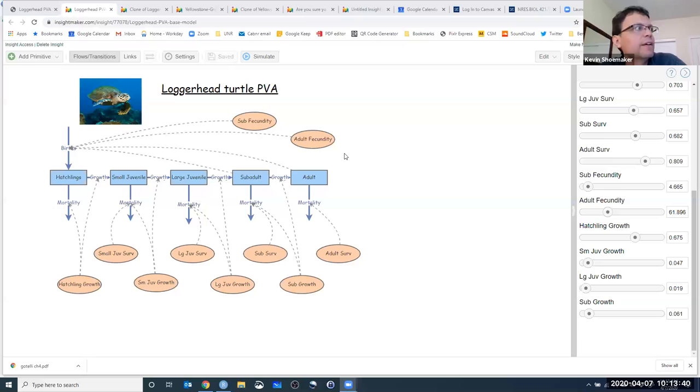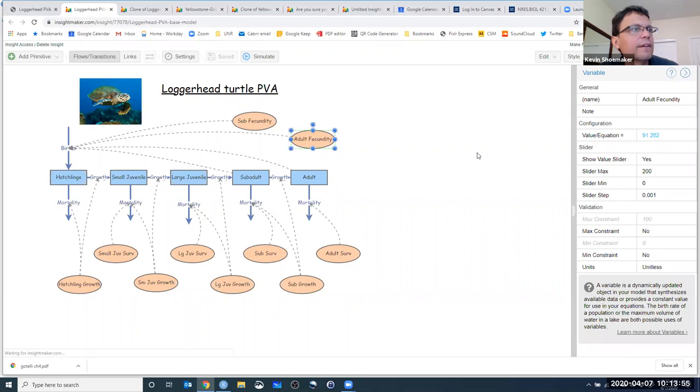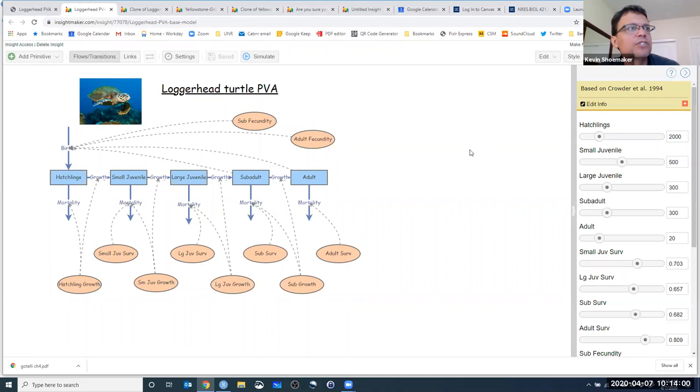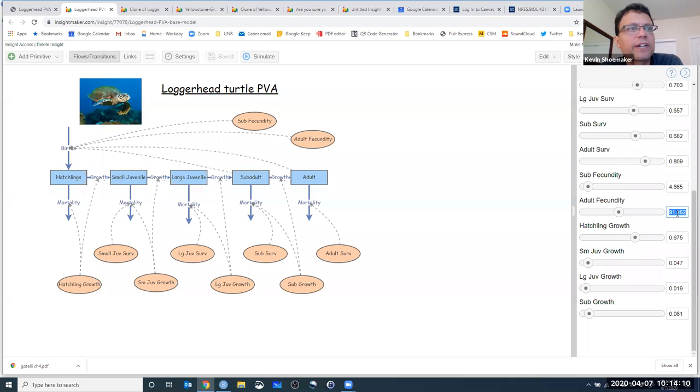Okay, so this one here is the fecundity. You can change the fecundity here, although I shouldn't have changed it. Okay, I'll change it back to its base value, but you can change it here and here. So these are the two fecundity values. Does that make sense? So you don't have to be highlighting a bubble. You're just going to use the drag bar. You can use the slider here, or you can just type directly in here. Both are perfectly fine.